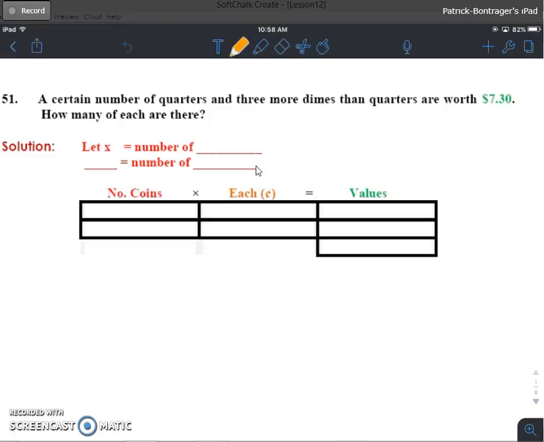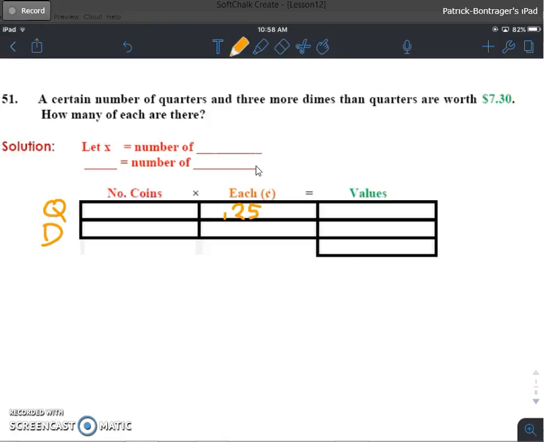A certain number of quarters and more dimes than quarters are worth $7.30. How many of each are there? Okay, so my two types of coin I'm talking about are quarters and dimes. Now, the easiest part of this when we're dealing with coins or money is to fill in their values. Well, I know quarters are worth how much? 25 cents.